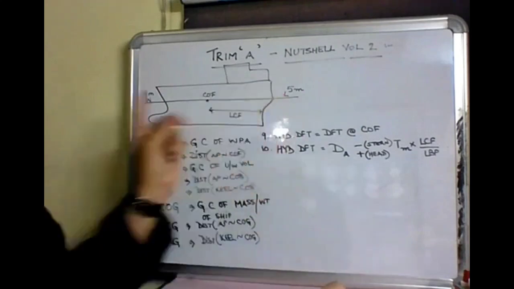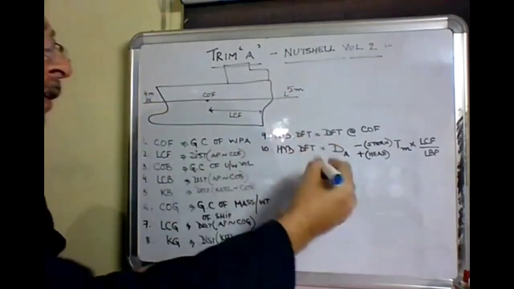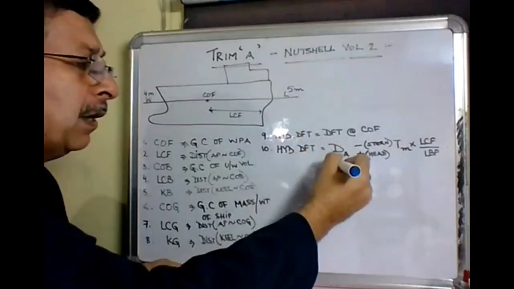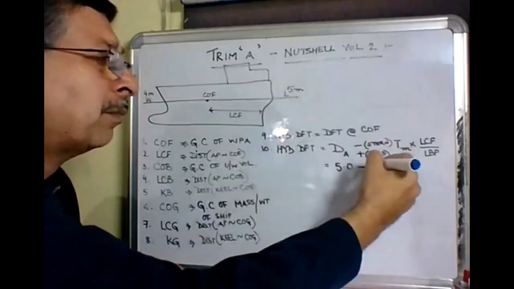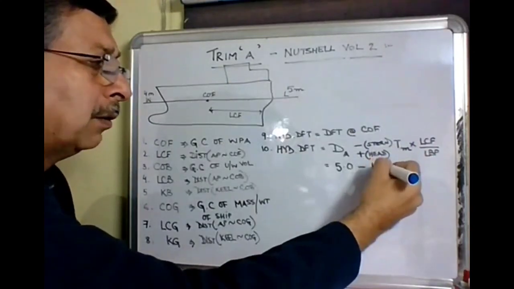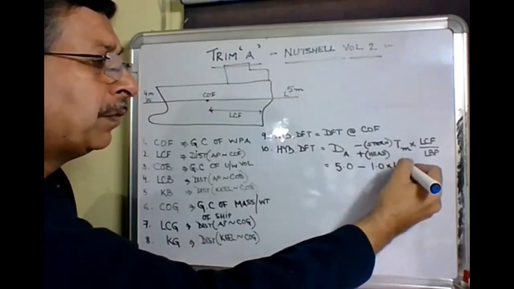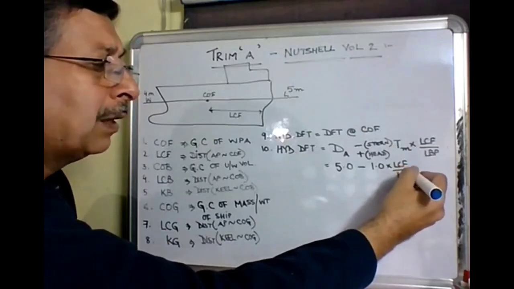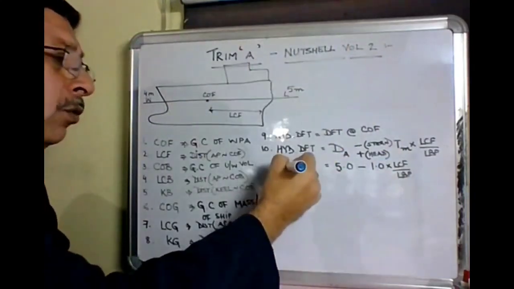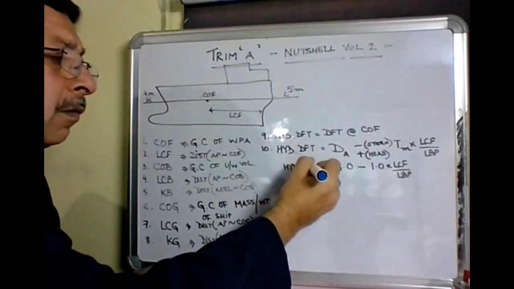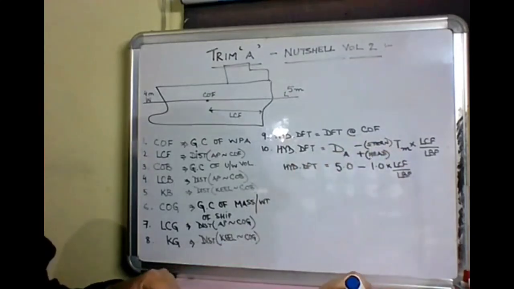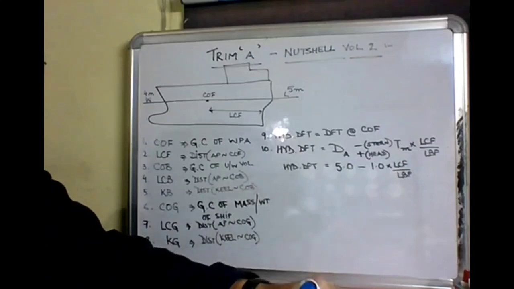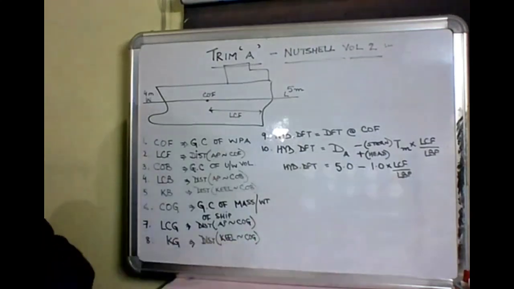So in this particular scenario, if your forward draft is 4 and aft is 5, it will be 5 minus, because it's a stern trim. How much is the trim? 1 meter, into LCF. This will be given to you in the question. LBP is also given in the question. And this will give you your hydrostatic draft. Any doubt up till now? All clear, sir. Okay.